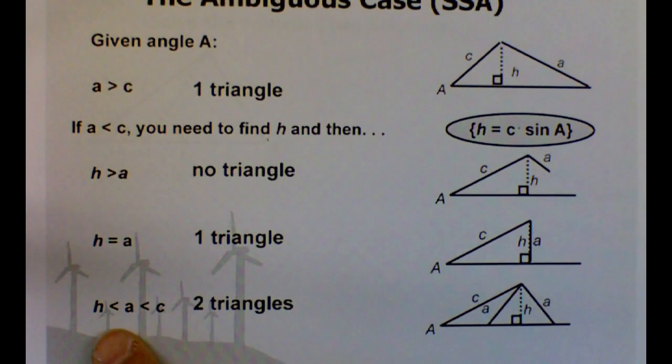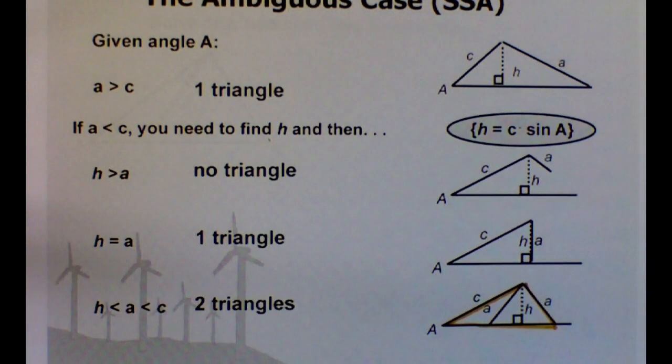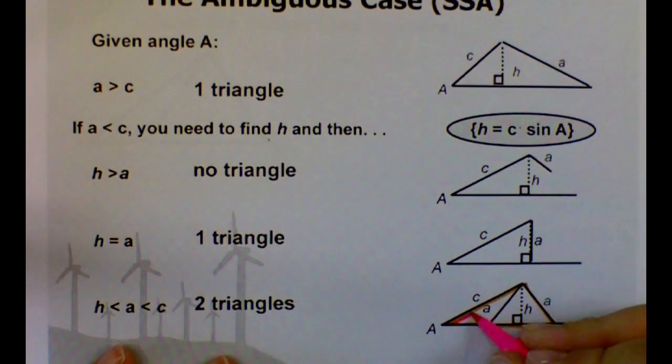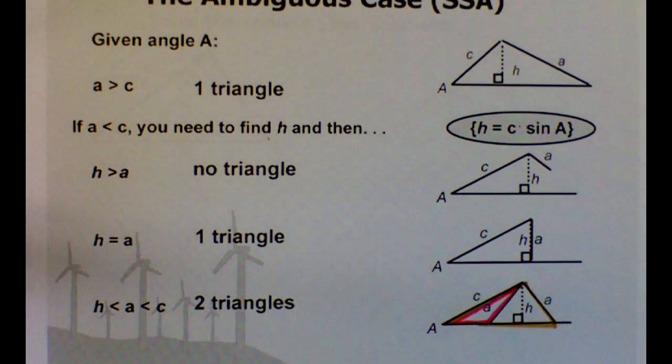But more often than not, h will be smaller than either of the two sides you're given, which means there are two possible triangles. These two triangles are the outer one or this inner one. Those both have that angle, that side, and that other side that you were given.